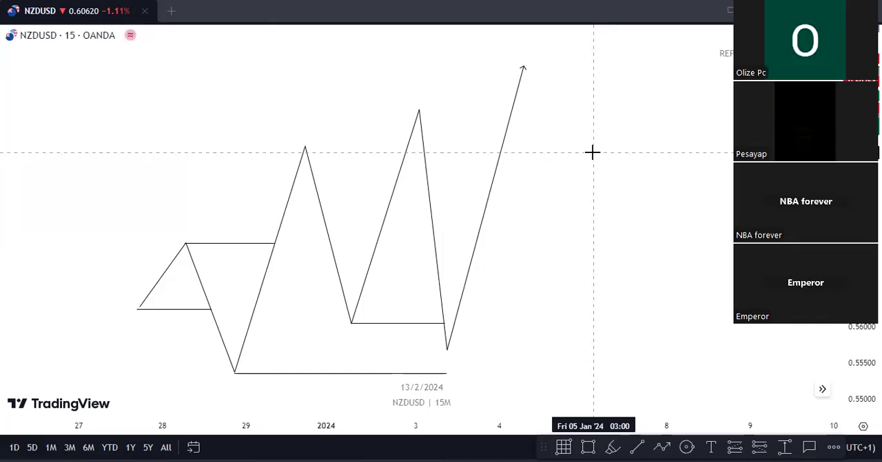So we move ahead to check chart examples, marking out all those liquidities, and we'll do a little back testing, and we call it a day.